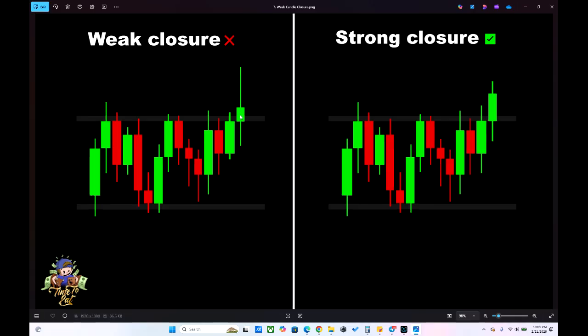This is not a strong closure because the body of the candle shows how many buyers or how many sellers are in the market at the time. So if you see a long wick up or so, the wick means weakness on whichever side. The buyers are weak because the sellers take them out. So you can't trade after this because there's not enough strength. If there was enough strength, you'd see something like this, where the body closes strong above a resistance or below a support level.